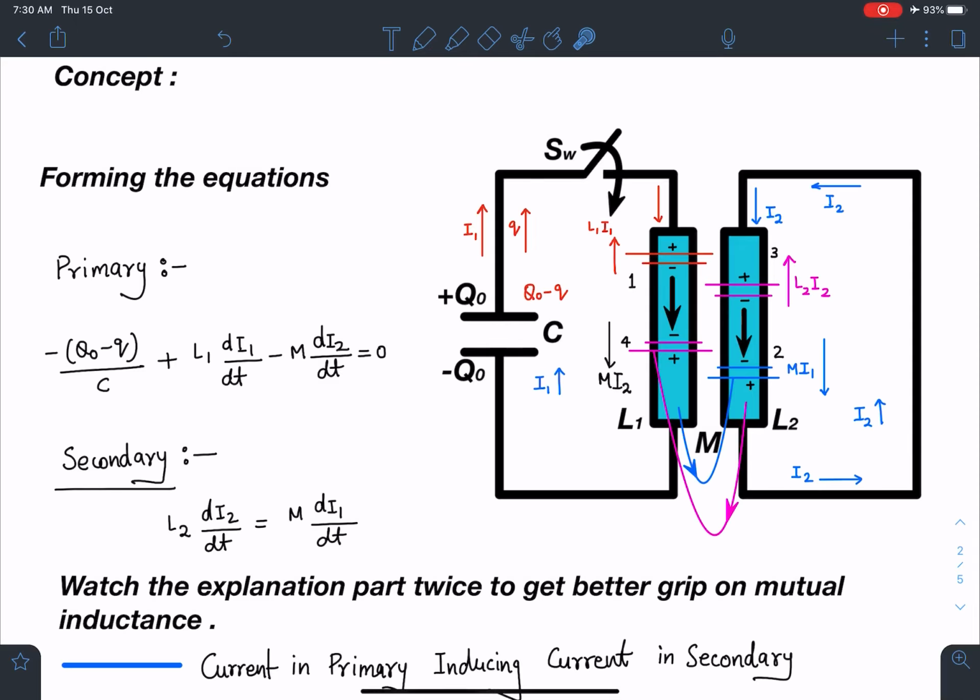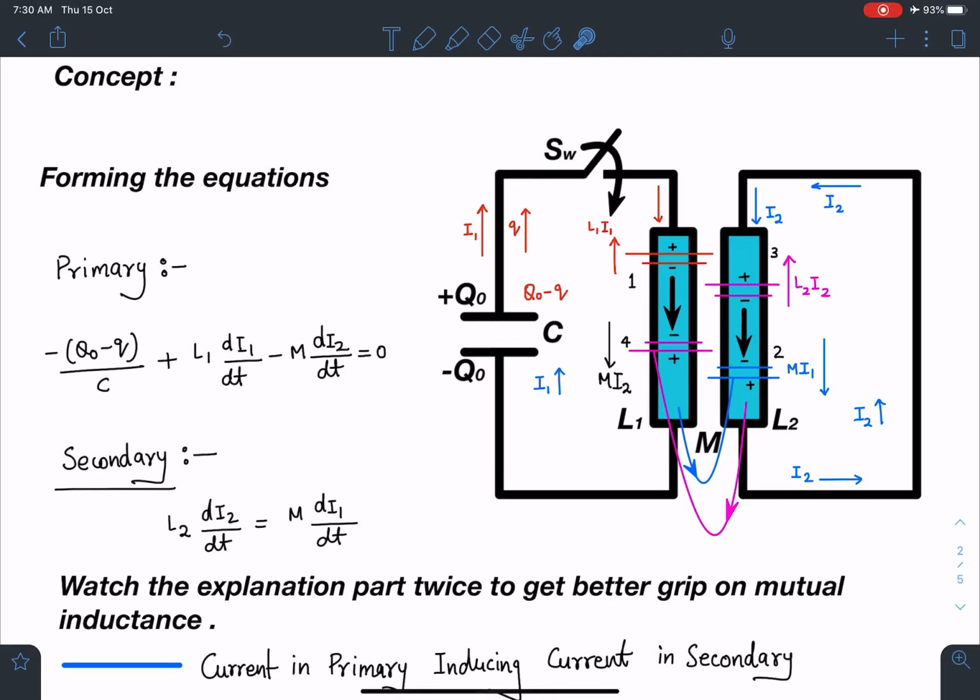Now once we are okay with this, this is the toughest part in this problem. I hope you have gone through this. I'll suggest please watch this explanation one more time if it is not clear to you. It's very important if you want to have control over mutual inductance problems.